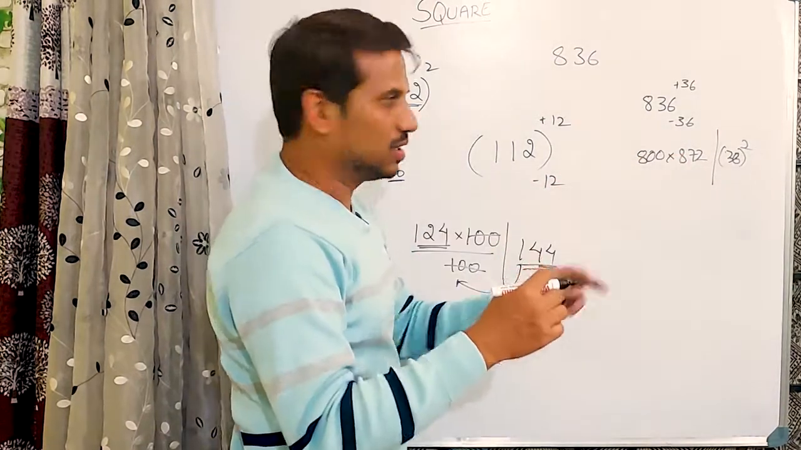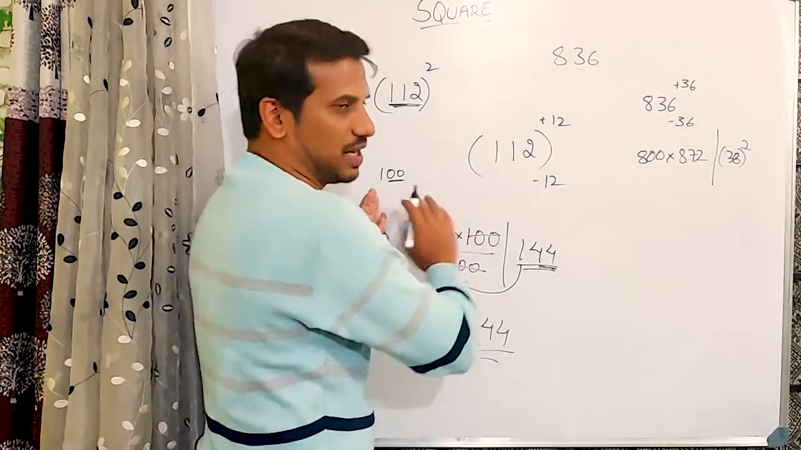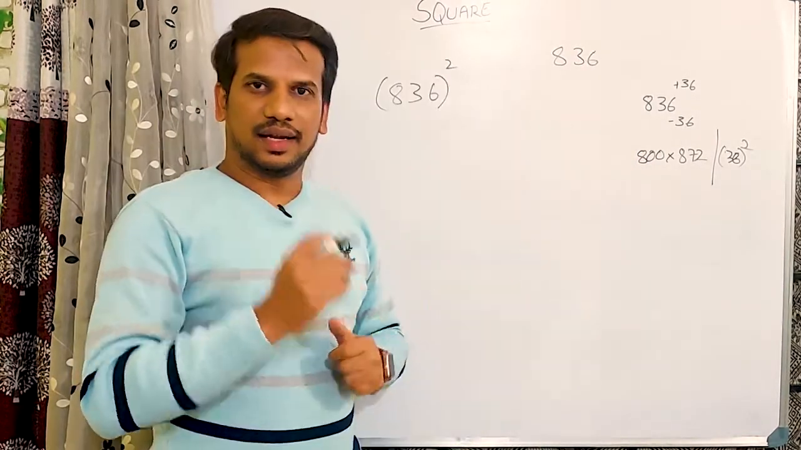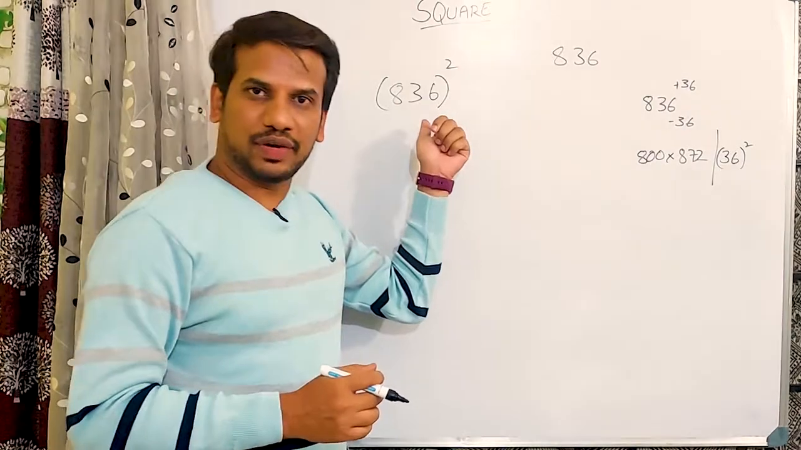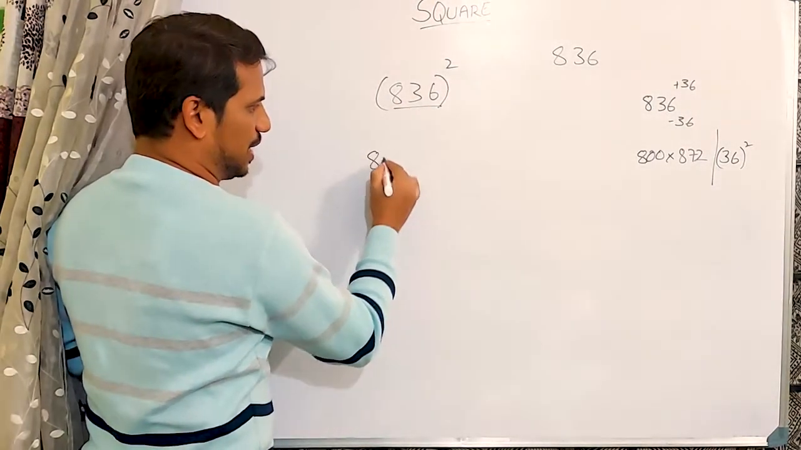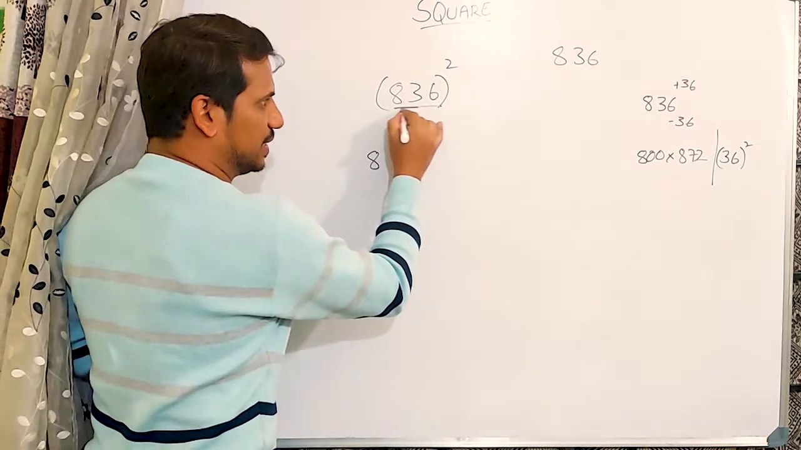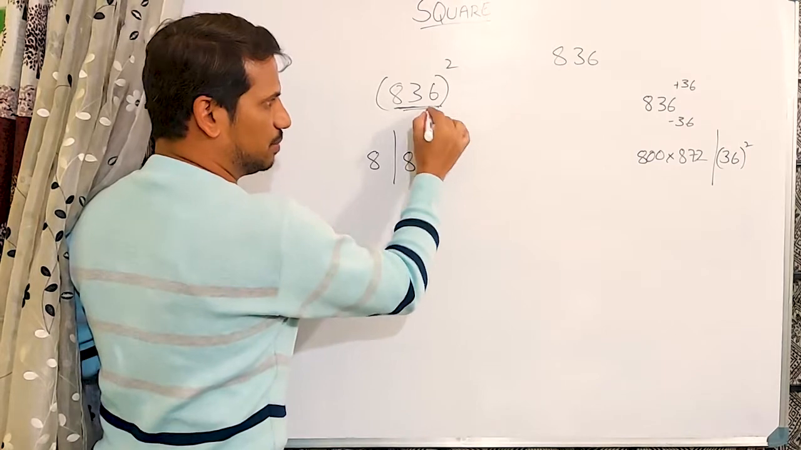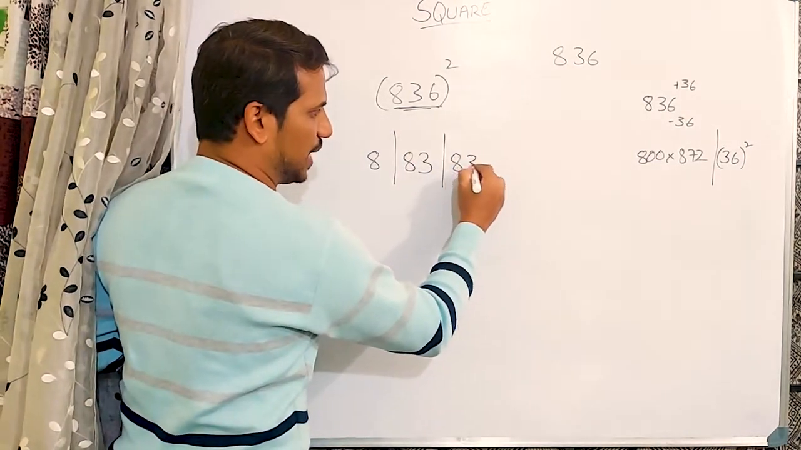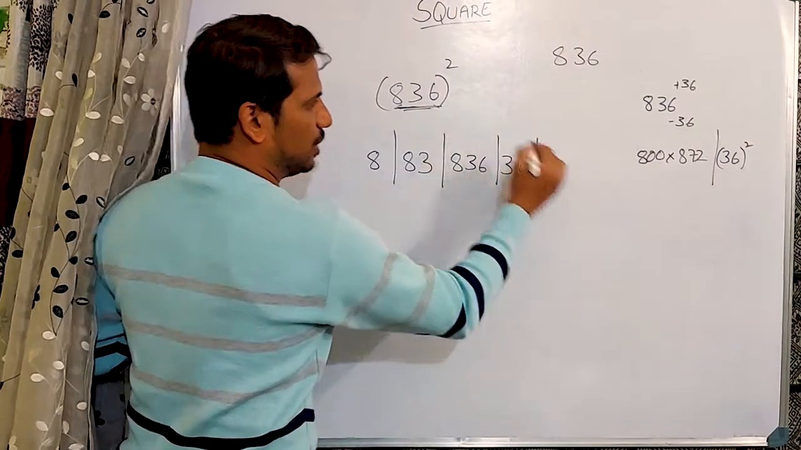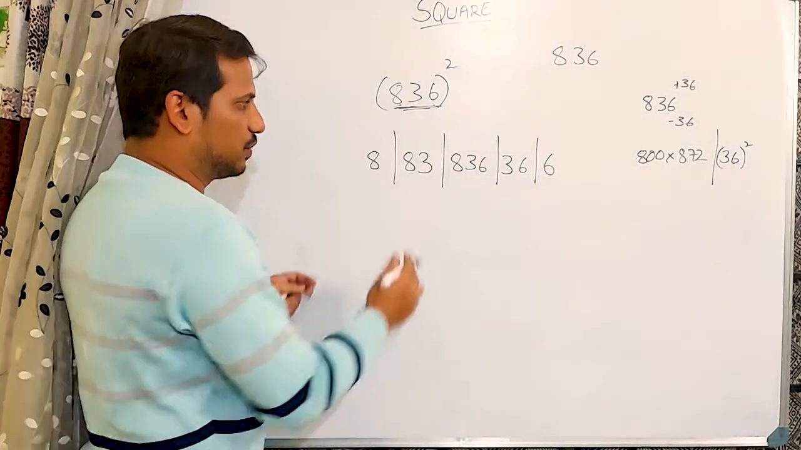So this looks a bit complicated. It's better to use the duplex method, where you can write it down in one statement and the second step would definitely be your answer. Let's use the duplex method to find the square of 836. Now, how to find it? It is nothing but the duplex of 8, then 2 numbers together, duplex of 83, 3 numbers together, duplex of 836, leave the first digit, duplex of 36 and duplex of 6. Now you know the answer.